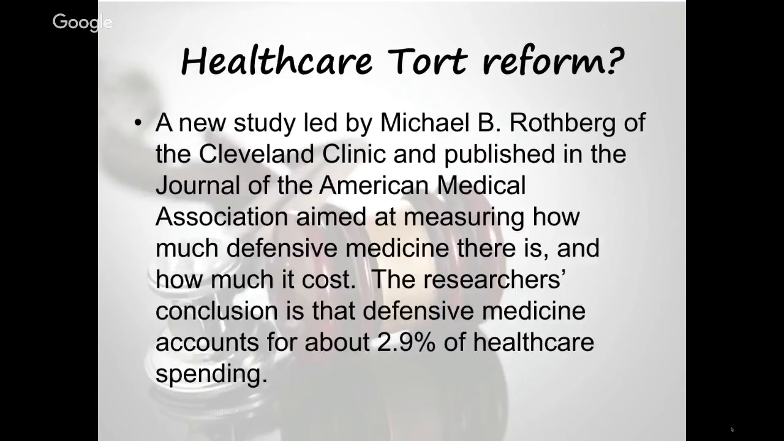A new study led by Michael B. Rothberg of the Cleveland Clinic and published in the Journal of the American Medical Association aimed at measuring how much defensive medicine there is and how much it costs. The researchers' conclusion is that defensive medicine accounts for 2.9% of healthcare spending. Once again, a relatively low percentage, but 2.9% of $3 trillion, which was the annual healthcare cost in 2014, is a lot of money.